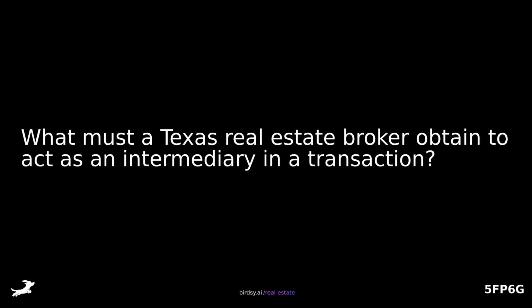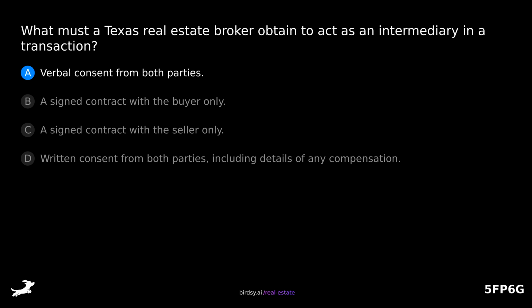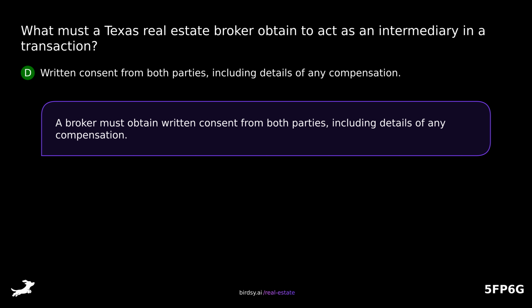What must a Texas real estate broker obtain to act as an intermediary in a transaction? Is it A, verbal consent from both parties? B, a signed contract with the buyer only? C, a signed contract with the seller only? Or D, written consent from both parties, including details of any compensation? The answer is D, written consent from both parties, including details of any compensation. A broker must obtain written consent from both parties, including details of any compensation.